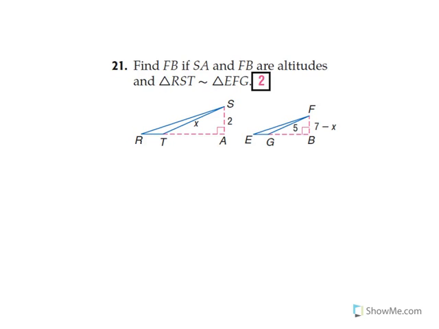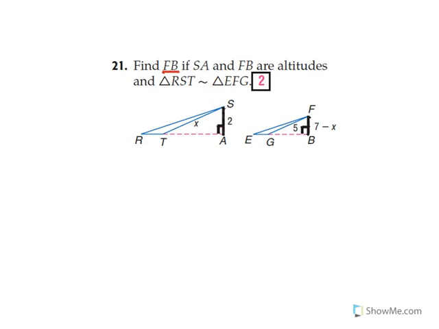This problem here: find FB if SA and FB are altitudes and RST is similar to EFG. Okay, SA and FB are altitudes. Remember, this is a word that we just went over in the last problem. Altitudes intersect the base at 90 degrees, and they are the height of the triangle.